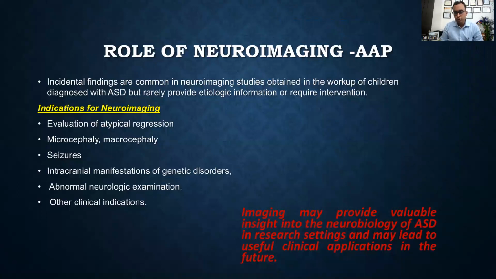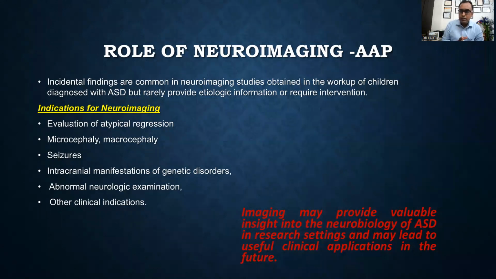It is another big question. Do we need to do imaging in every child presenting to us? As per the American Academy of Pediatrics guidelines, incidental findings are very common in neuroimaging studies obtained in the workup of children diagnosed with ASD, but rarely provide etiological information or require intervention. That is to say, there might be some subtle changes, but are they significant enough to disturb our intervention? No, because in the majority of cases, whatever intervention we are doing will remain the same unless there is some gross change.